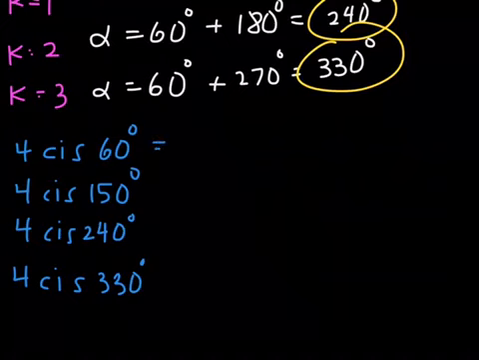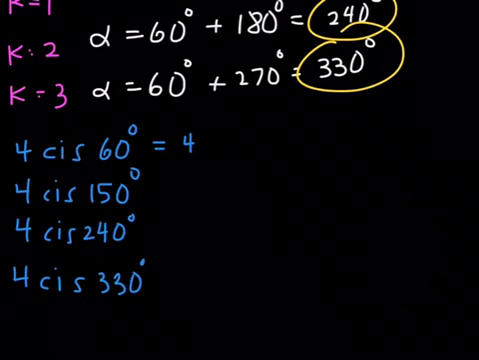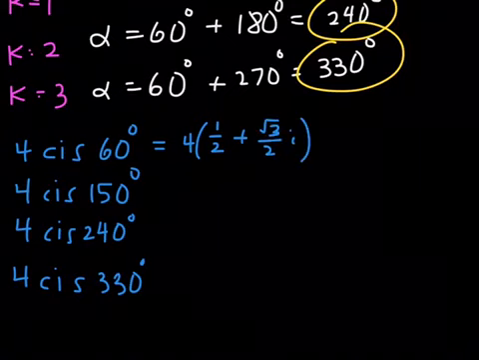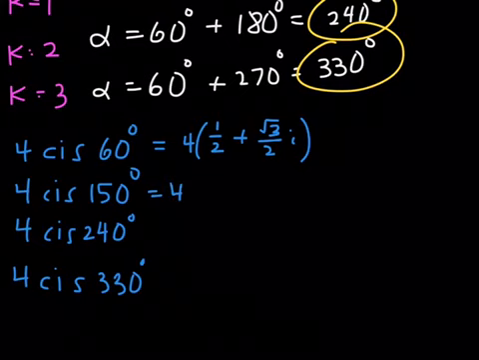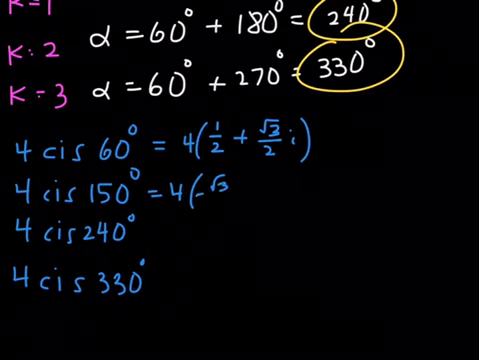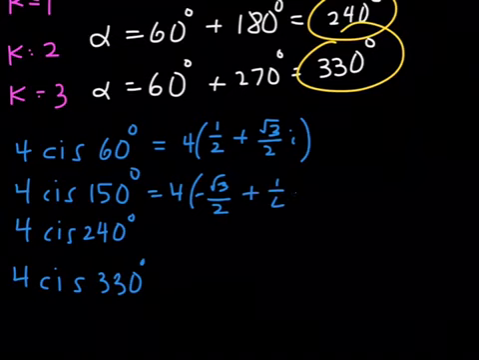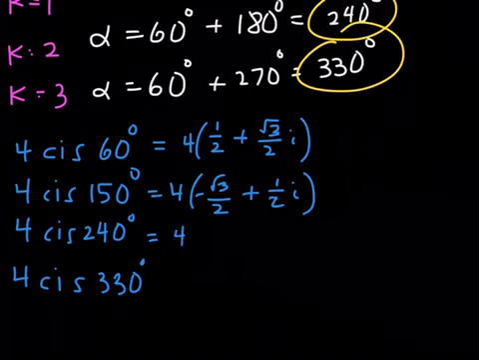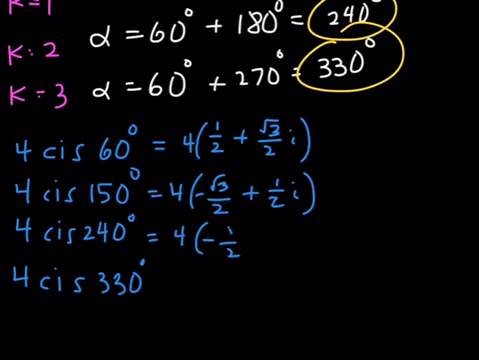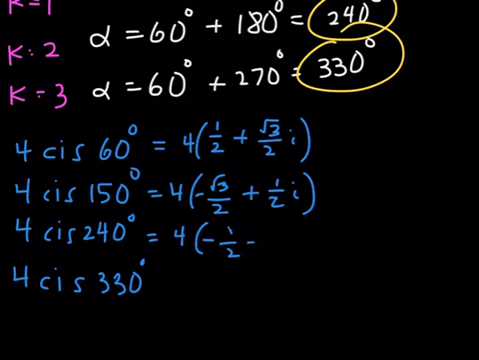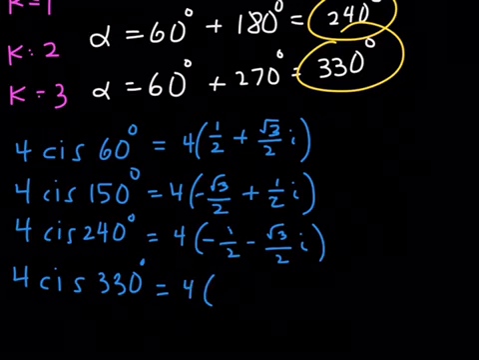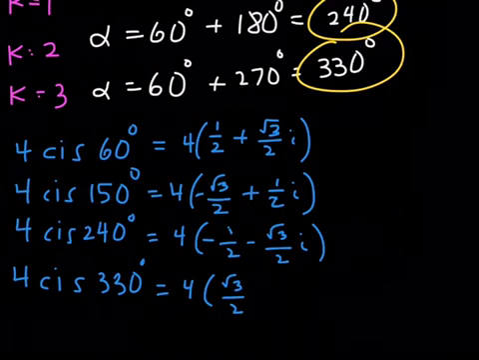So here we go. This one says 4. Now, cosine of 60 degrees is 1/2. Sine of 60 degrees is root 3 over 2. This one here, cosine of 150 degrees is negative root 3 over 2, and sine of 150 degrees is 1/2. Don't forget the i. Cosine of 240 degrees is negative 1/2. This is where your knowledge of the unit circle, especially quadrant 1, comes into play really nicely. Sine of 240 degrees is negative root 3 over 2. Finally, cosine of 330 degrees is positive root 3 over 2, and sine of 330 degrees is negative 1/2.